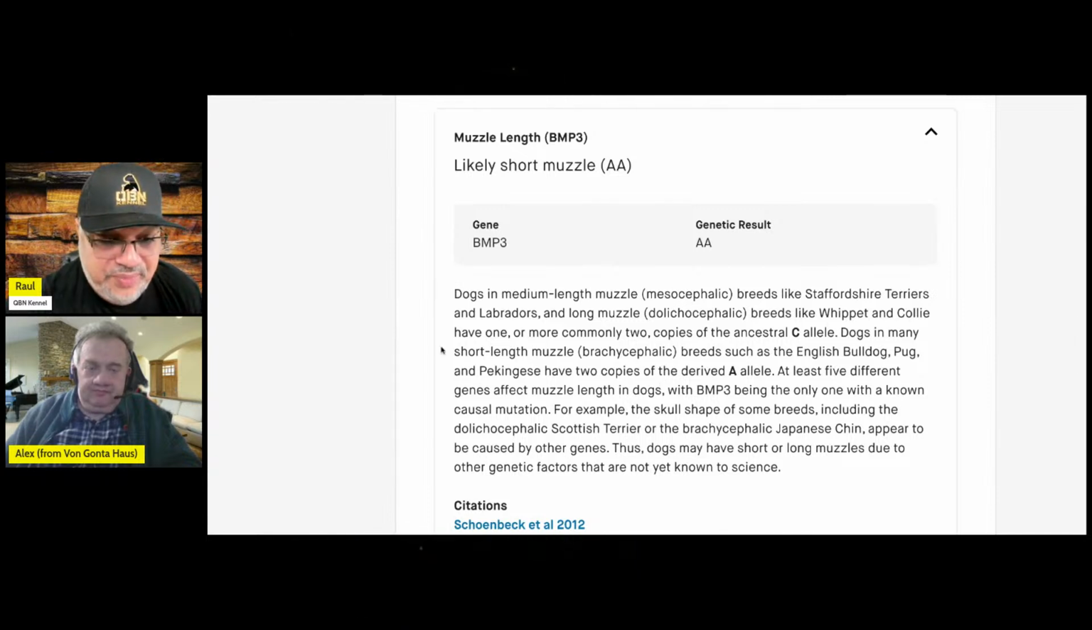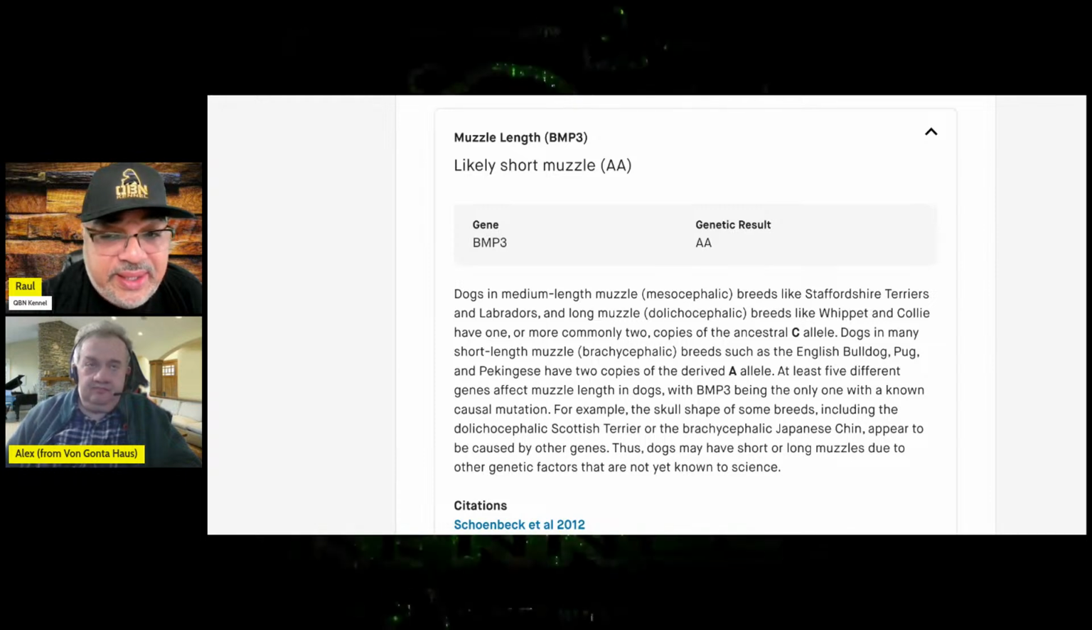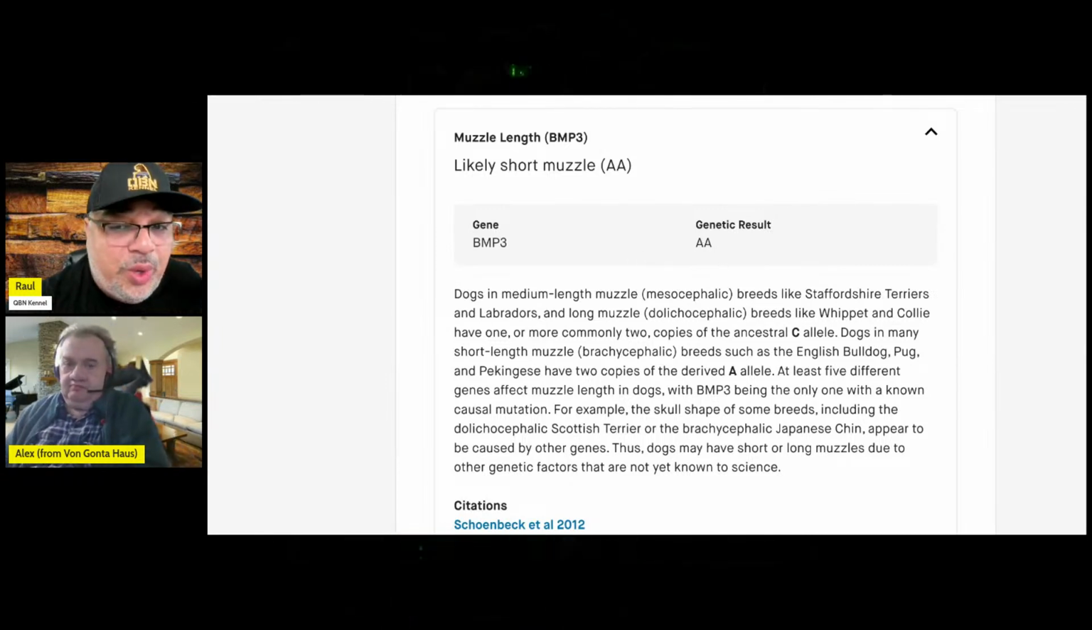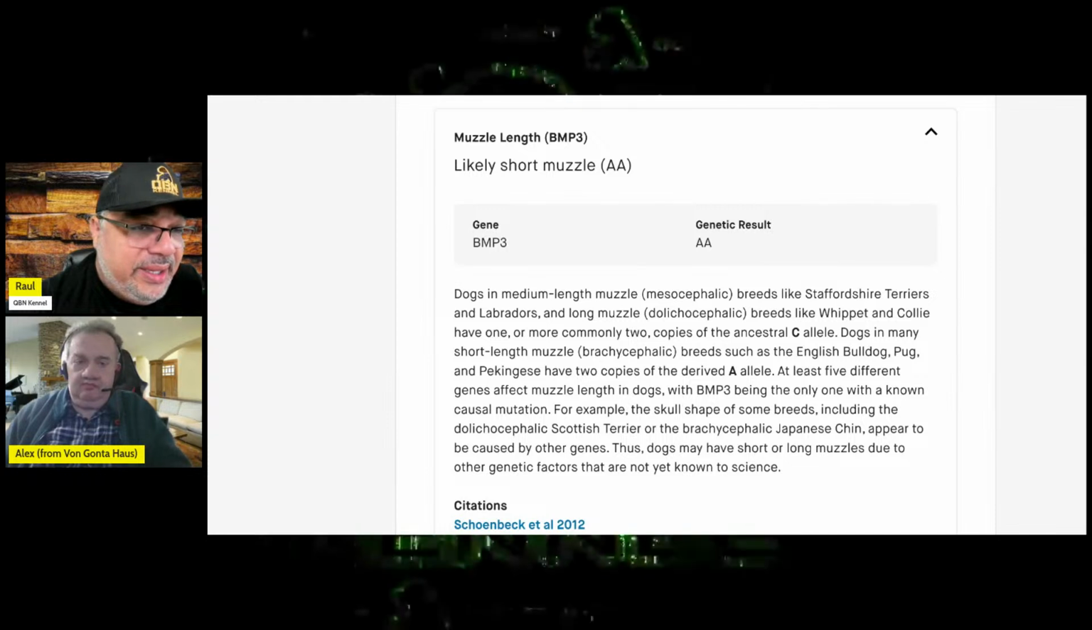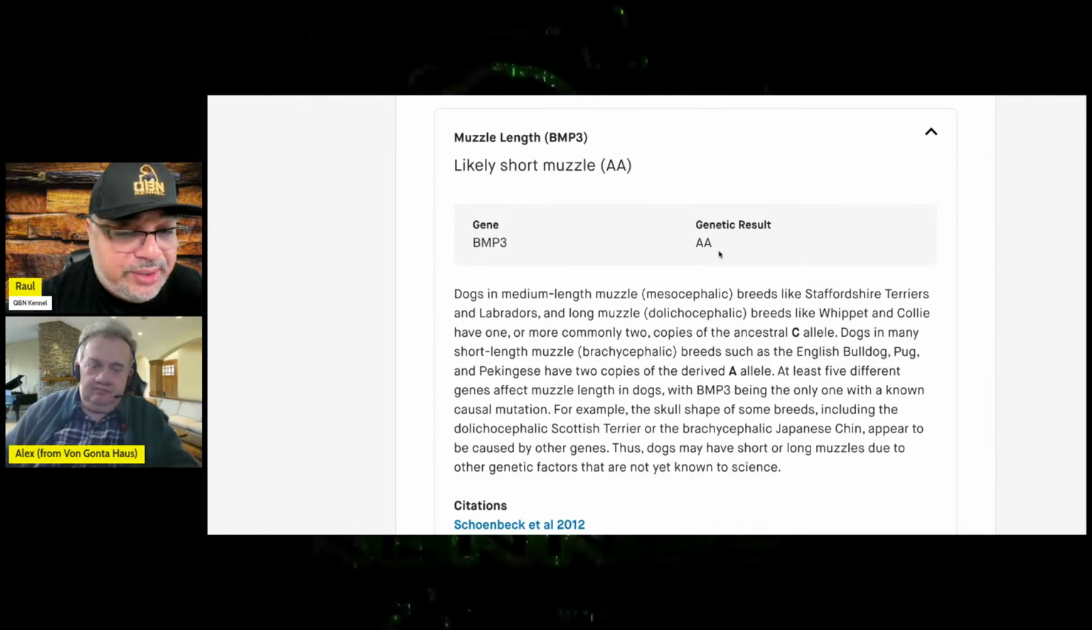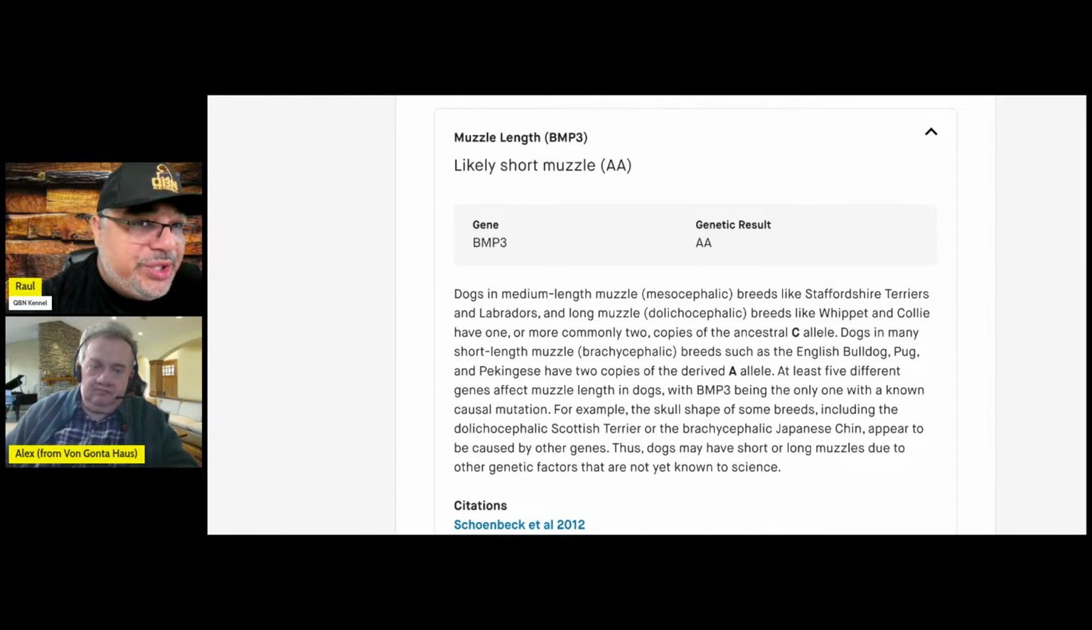So what Alex is saying is where this comes up that you can use it very effectively is, say you have a dog that has AA and you're breeding to a dog that has AC, and you want to know what's going to be the allele frequency, or the probability of how many pups in that litter are going to come out with a short muzzle, full short muzzle, AA, versus short muzzle carriers, which are going to be AC.